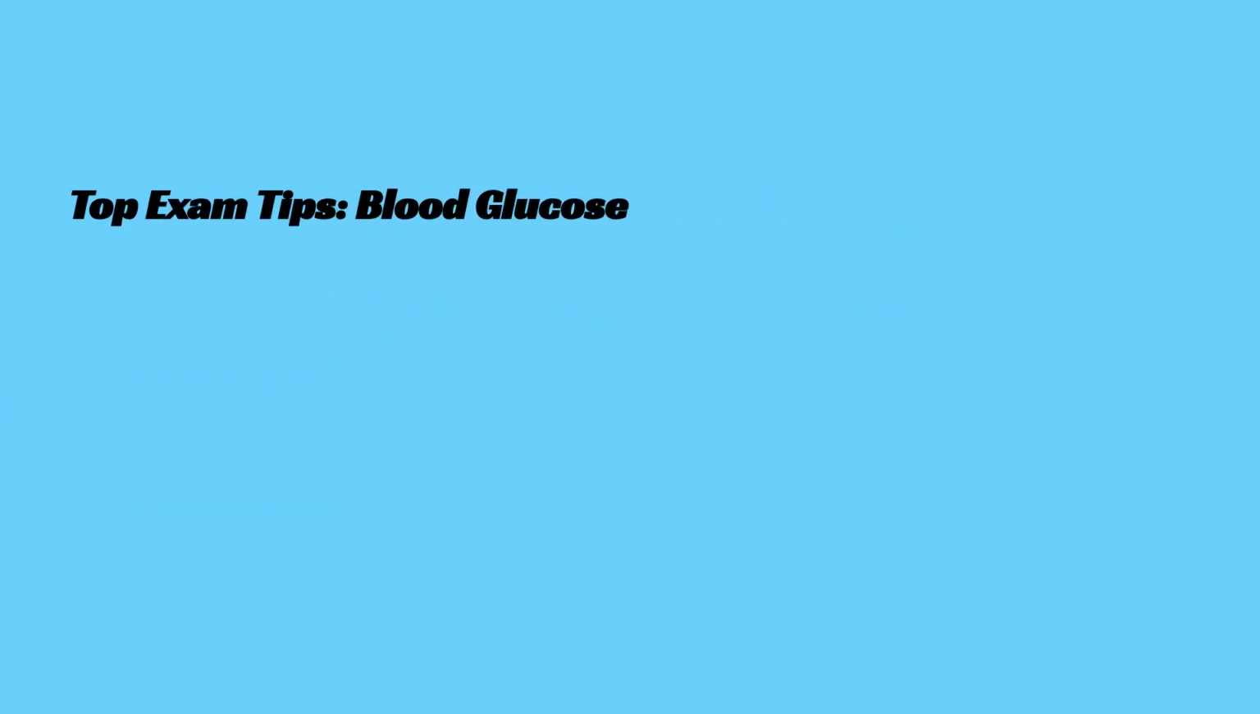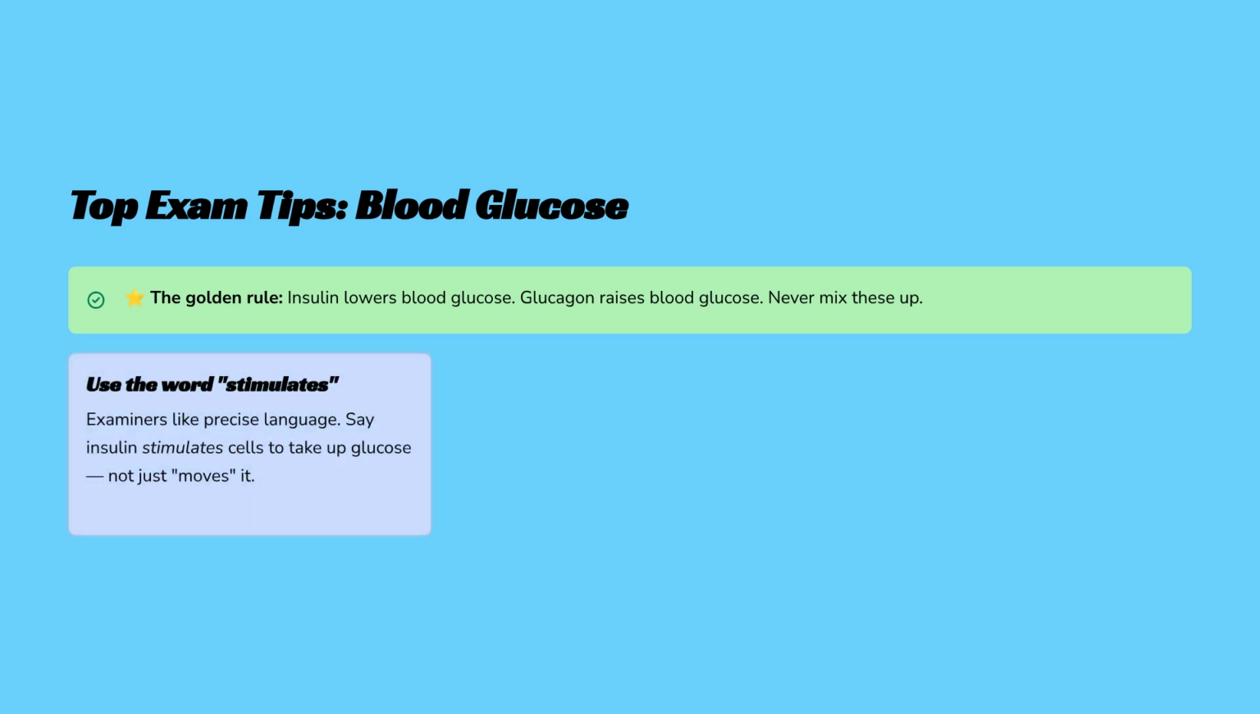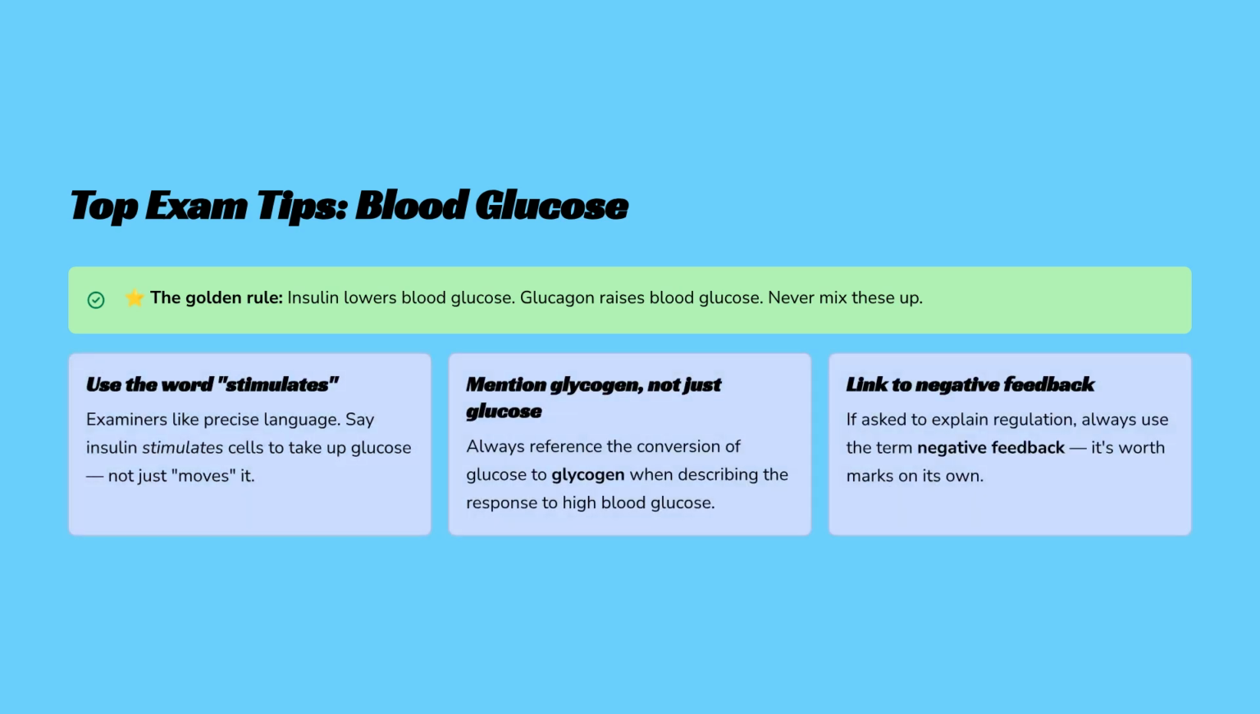For your exam, remember the golden rule: insulin lowers, glucagon raises. Use precise language like stimulates when describing insulin's action. Always mention the conversion of glucose to glycogen, and link the entire process to negative feedback.